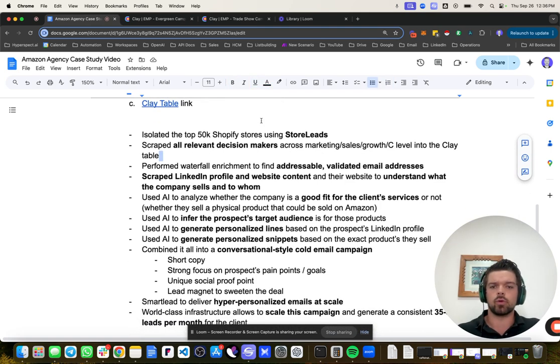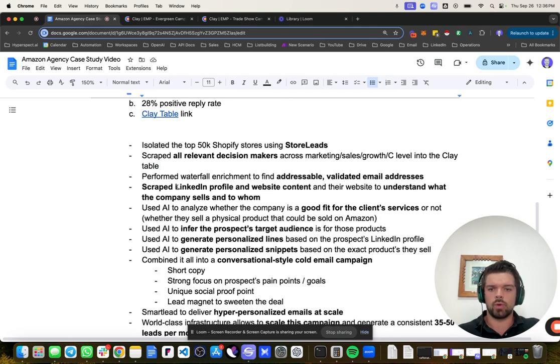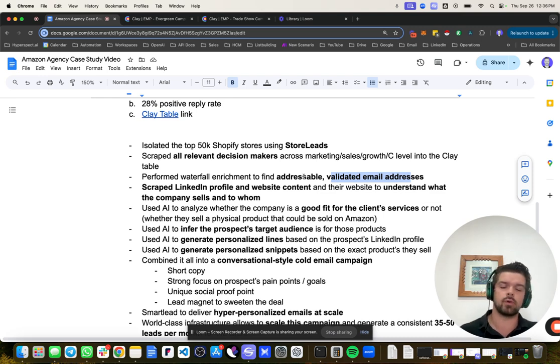And I'm just going to flip-flop back and forth between this doc and the Clay table here. So we performed what we call waterfall enrichment to find addressable, validated email addresses. Now, if you're subscribed to ZoomInfo, I feel sorry for you, but there's cheaper ways to get the data. We have access to countless APIs and third-party tools where we can layer these on top of each other and find more addressable emails, more valid emails, and even on traditionally undeliverable emails where you're not actually able to verify those emails, we can. We have some internal technology that we put together that can do that.